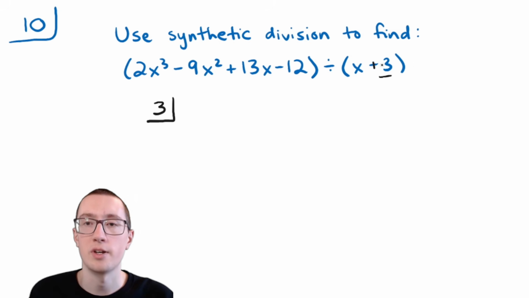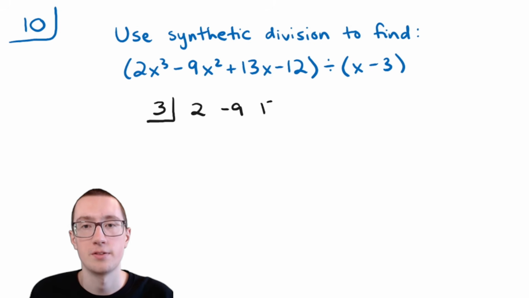And if this was x plus 3, then we would have to put minus 3. And then we're just going to list all of the beginning numbers here. So we have 2x to the third, so it's going to be 2, negative 9, 13, and negative 12. And if you were missing something, like if you didn't have an x to the third, but you had an x to the fourth, then you would just put a 0 there as a placeholder.